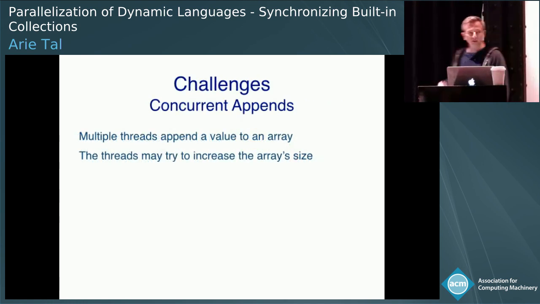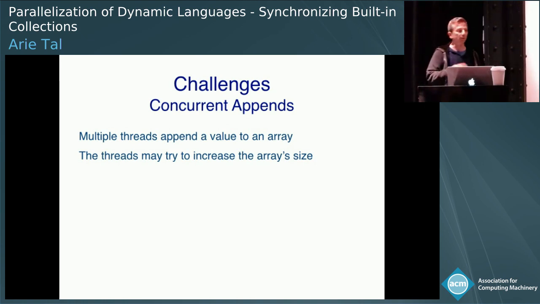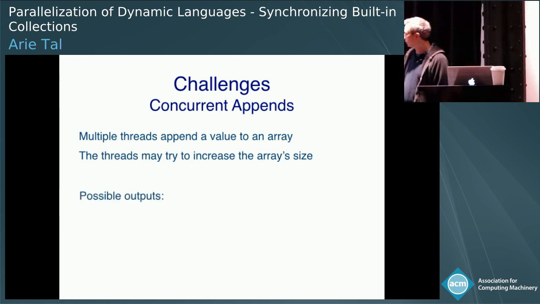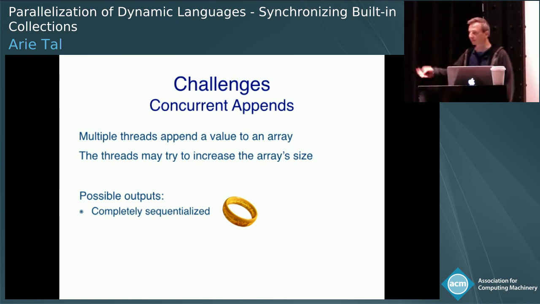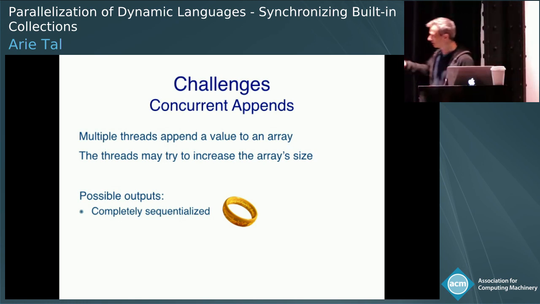So why is it so difficult to parallelize built-in collections in dynamic languages? Well, imagine two threads trying to append to an array. The array doubles as a list, queue, whatever. So these are very dynamic structures. If two threads are trying to append to it, we have a couple of possible outputs. First of all, if we have the GIL, the global interpreter lock, then it will be completely sequentialized. Everything will work correctly. But again, we'll pay for it later.